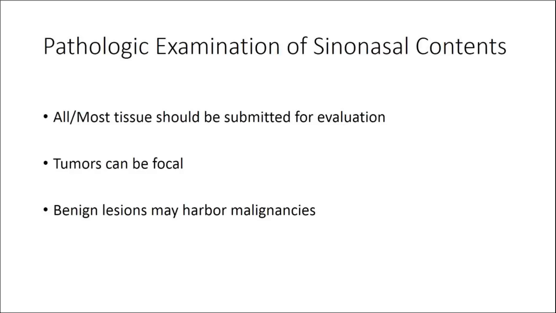So when we look at the sinonasal specimens here, we actually submit all of the tissue, and that's really because sometimes tumors can be very focal, or sometimes a benign lesion may harbor a malignancy. So we're used to submitting all of the tissue. Now, usually that might be just a few cassettes, but sometimes it can be up to 20 cassettes of tissue when we're looking at these specimens.